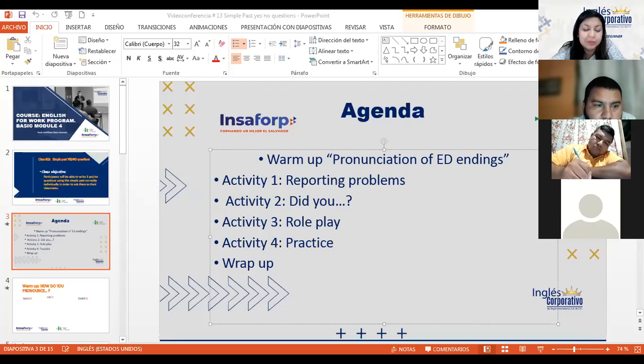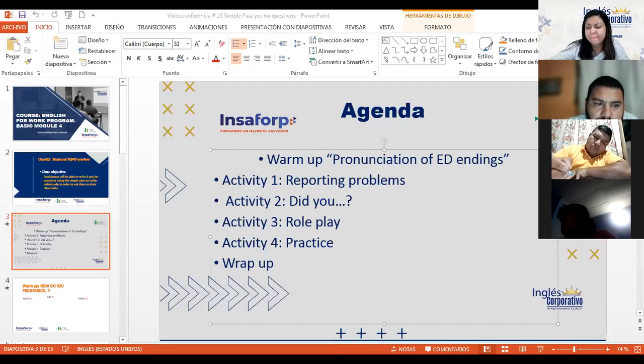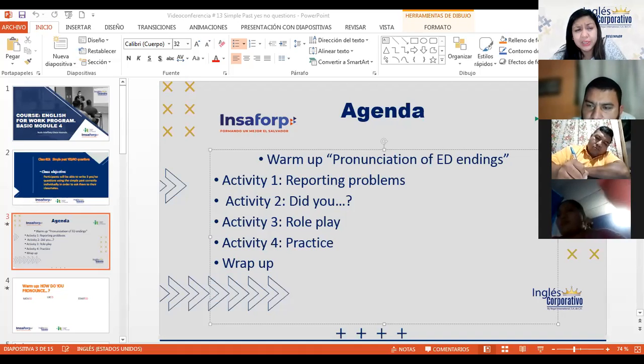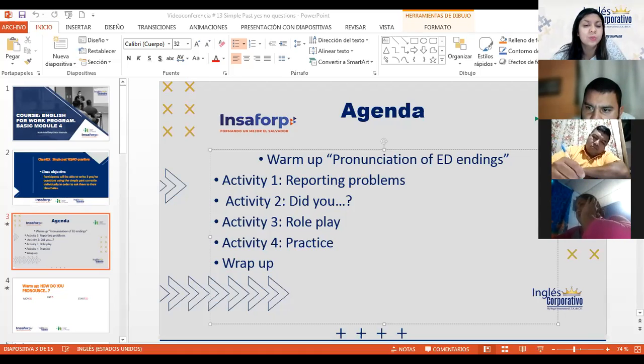So in the warm-up, I included this because I consider it very important: the pronunciation of ED endings for regular verbs in simple past. And then we are going to read about reporting problems about a product or service. Then questions using did you, which is the auxiliary that we use to make questions in past. Then your turn to create a conversation in the role play. And if we have time, a listening practice.